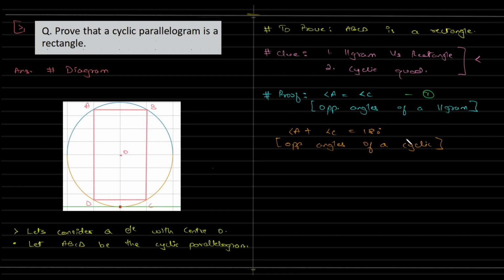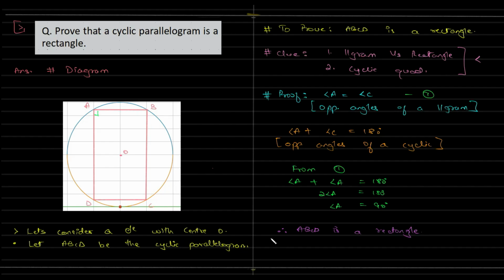And from 1, if I substitute things, I have angle A plus angle A is equal to 180 degrees. So 2 times angle A is equal to 180 degrees. Therefore angle A is equal to 90 degrees. So if one of the angles is 90 degrees, what does this make the entire parallelogram to be? Therefore ABCD is a rectangle.